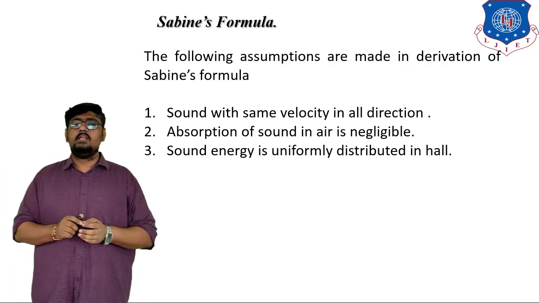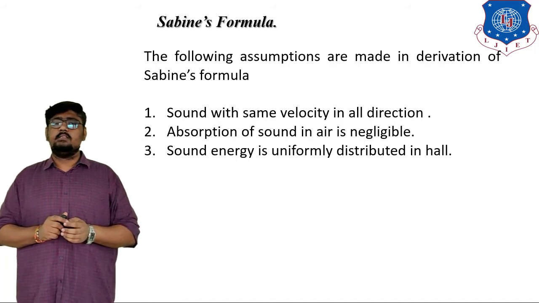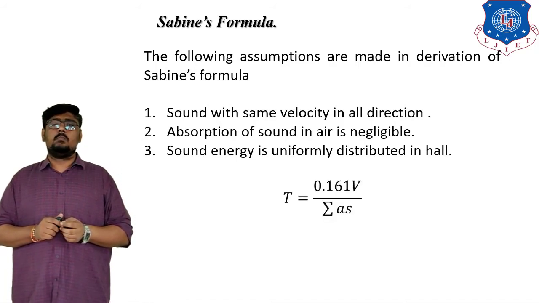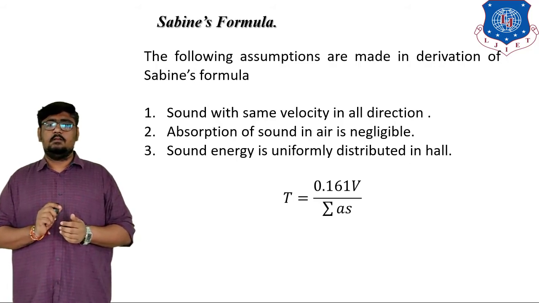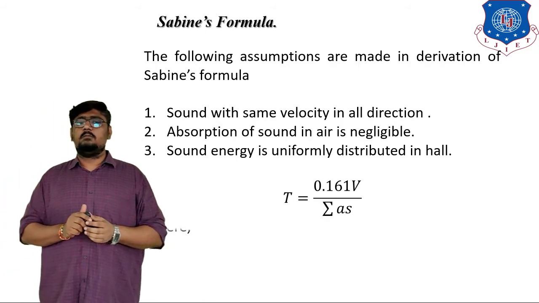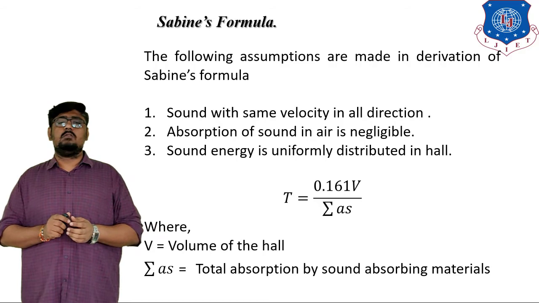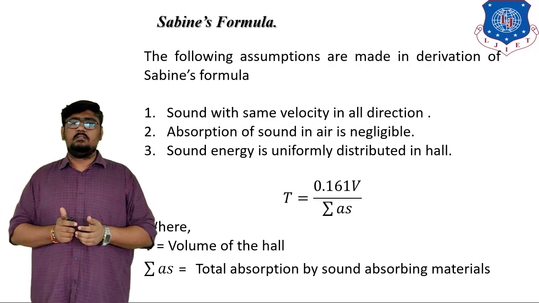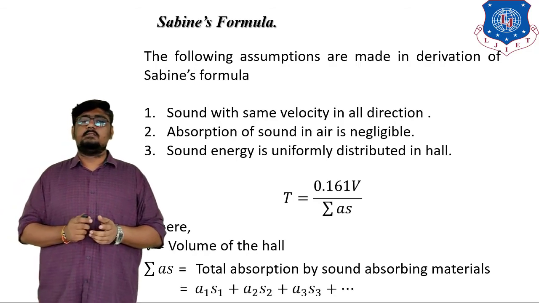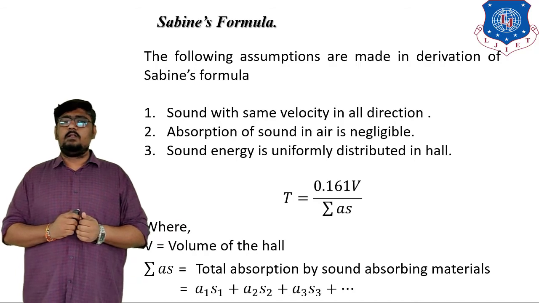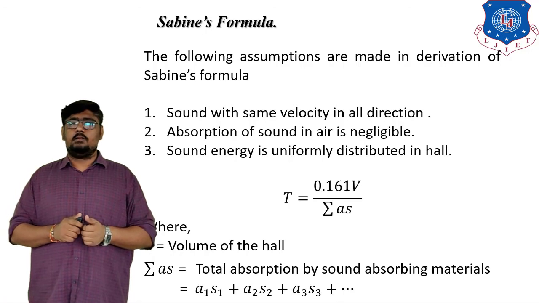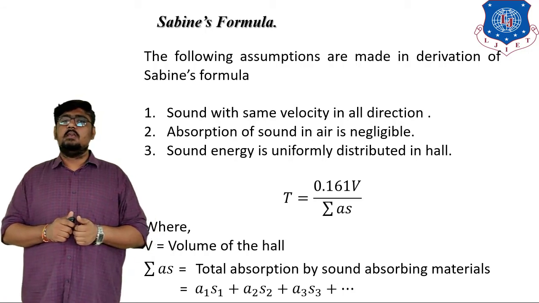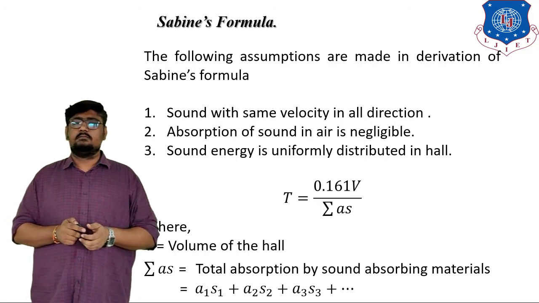According to Sabine's formula, the reverberation time T is given by T equals 0.161 V divided by sigma AS, where V is the volume of the hall and sigma AS is the total absorption by the sound absorbing materials in the hall. That is given by A1S1 plus A2S2 plus A3S3 and so on, where A1, A2, A3 are the coefficients of absorption of the sound absorbing materials, and S1, S2, S3 and so on are the surface areas.